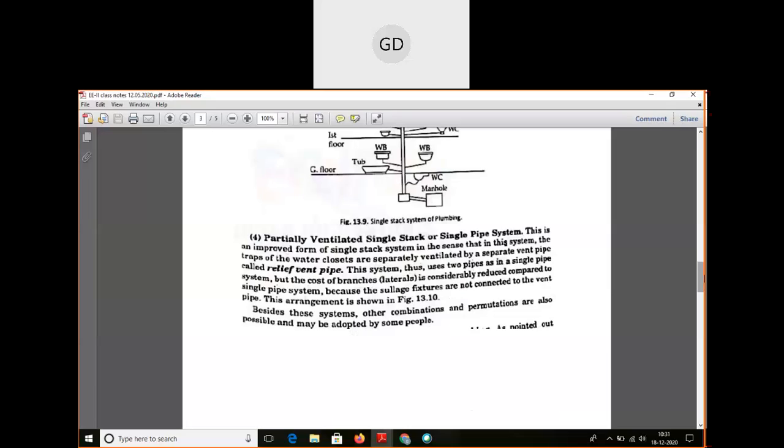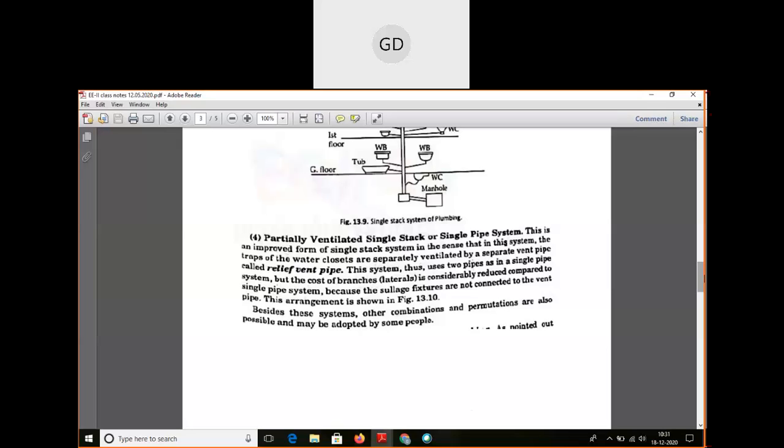Okay, and in this system it uses two pipes as in a single pipe system, but here the cost of the branches, or you can say also laterals, is considerably reduced compared to your single pipe system. Why? Because here the sludge fixtures are not connected to the vent pipe. That's why here the cost of the branches, or the laterals, is comparatively low as compared to your single pipe system.